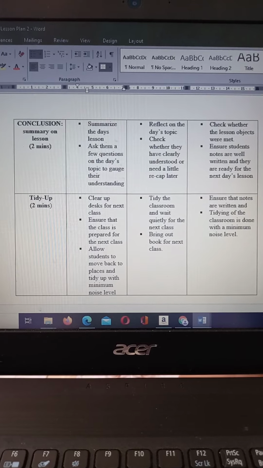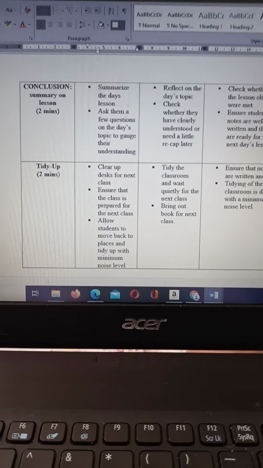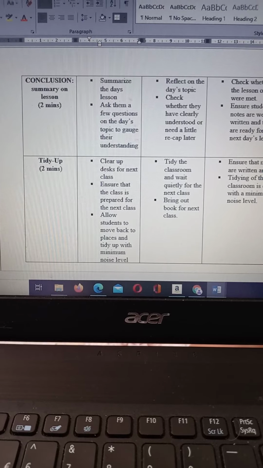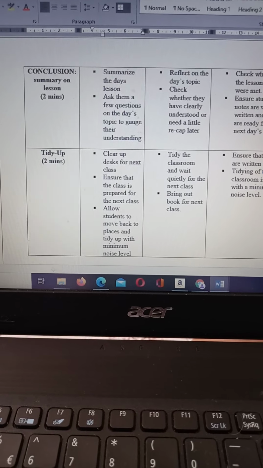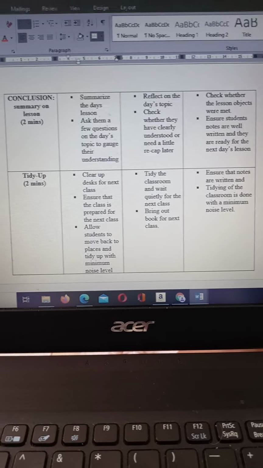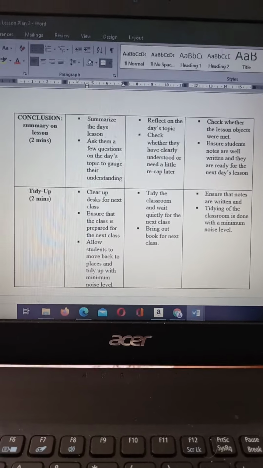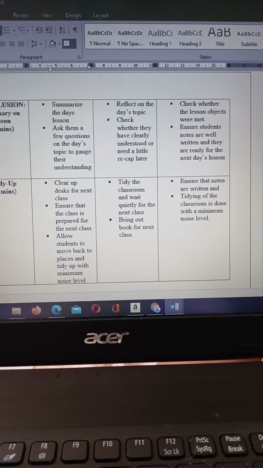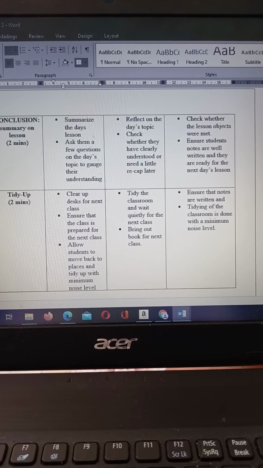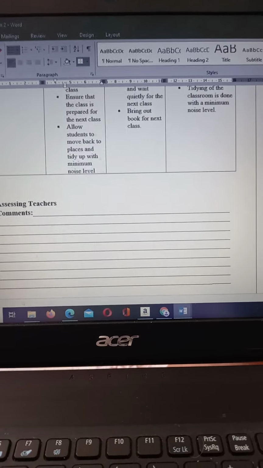Then lastly, tidy up. Two minutes will be given for this time. What I expect students to do is just clear up their desks for the next class, ensure that the class is prepared for the next class, and allow students to move back to their places, then tidy up with a minimum noise level. What students have to do is tidy the classroom and wait quietly for the next class, and they have to bring out their book for the next class before the teacher comes. My lesson content summary: ensure that notes are written and tidying of the classroom is done with a minimum noise level.